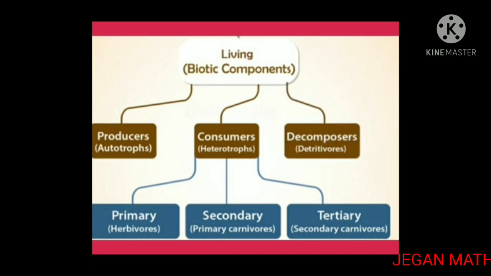Consumers are also called heterotrophs. They are further classified as primary consumers, secondary consumers, and tertiary consumers. Primary consumers refer to the herbivores, that are plant-eating animals. The secondary consumers refer to the primary carnivores, and the tertiary consumers refer to the secondary carnivores.